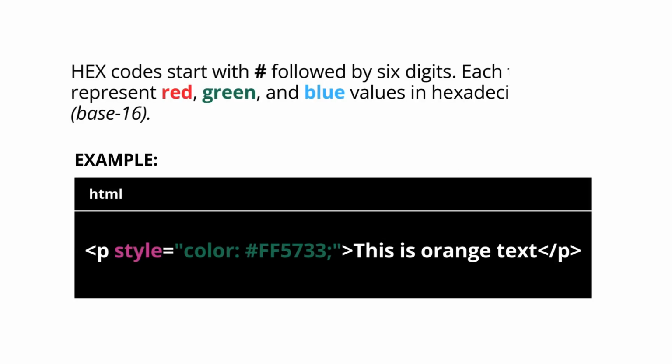Second one is HEX codes. Hex codes are a way to represent colors in HTML using hexadecimal base 16 values. This method provides precise control over colors, allowing you to create millions of shades.